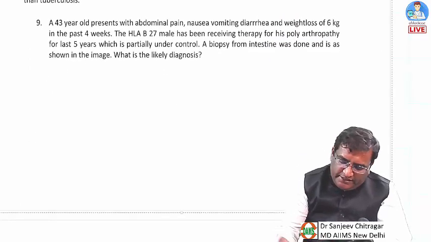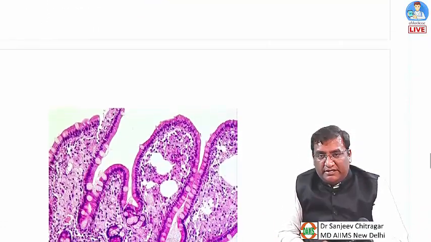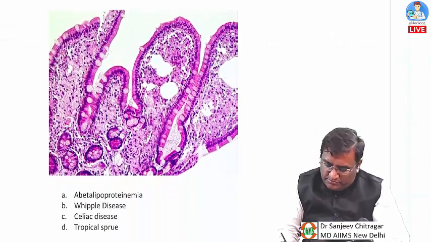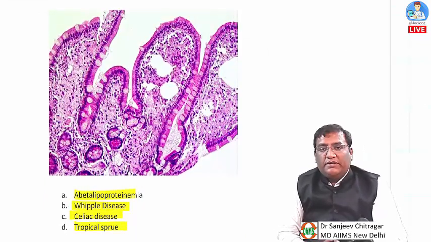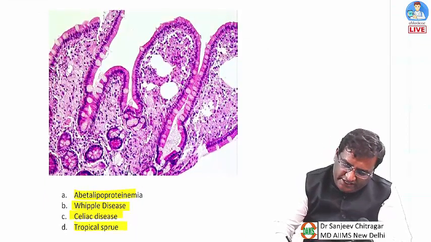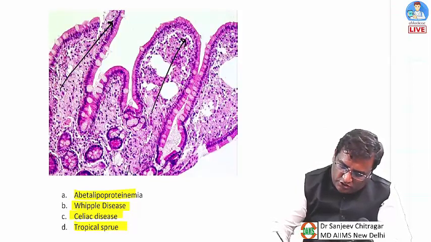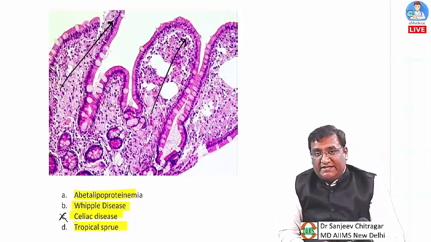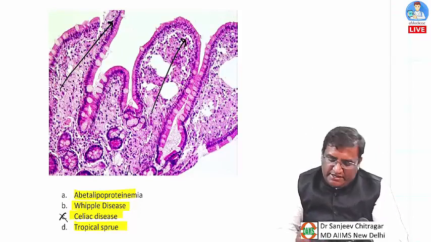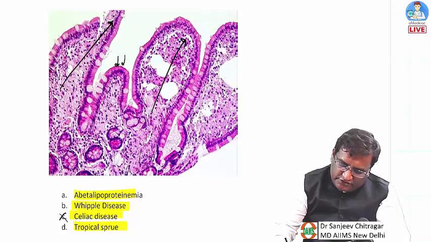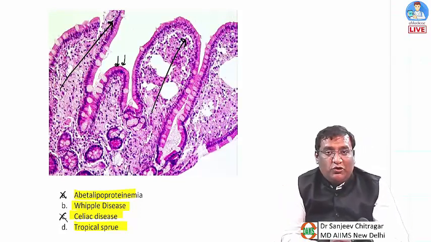Next question, question number 9. Not very lengthy, but anyway, last line. What is the likely diagnosis? There is an image given, and the options are abetalipoproteinemia, Whipple disease, celiac disease, and tropical sprue. I can definitely see the tall villi here, so it is not celiac disease straight away. And the epithelium is not showing any fat, which is why it is not abetalipoproteinemia either.